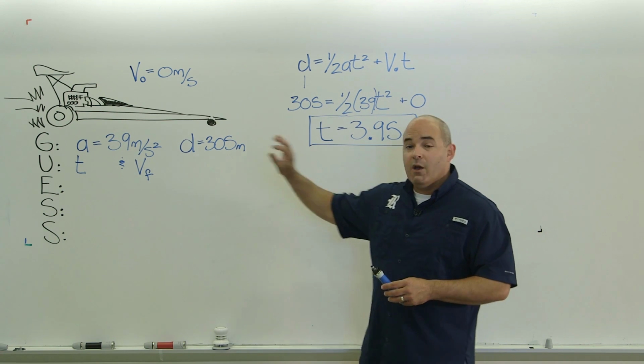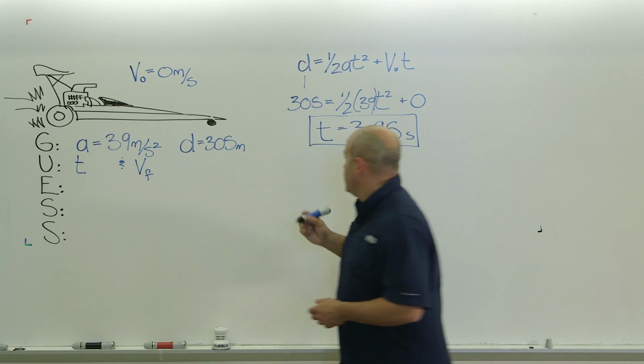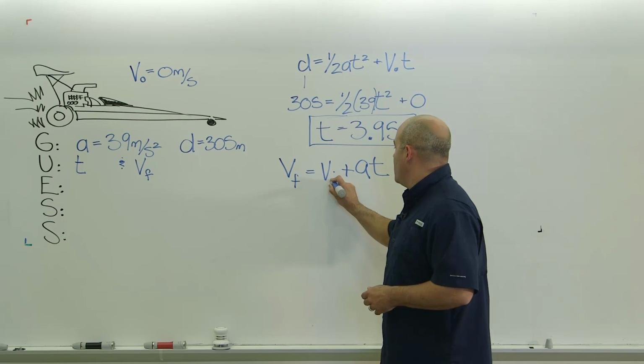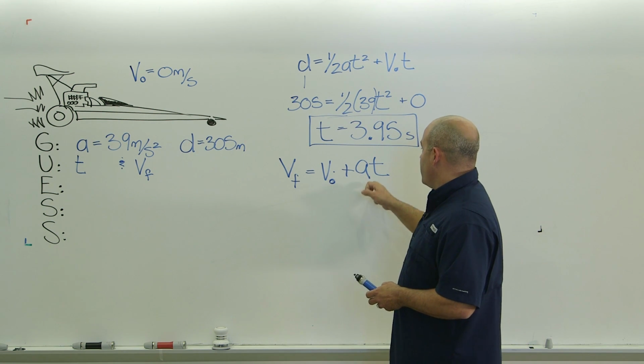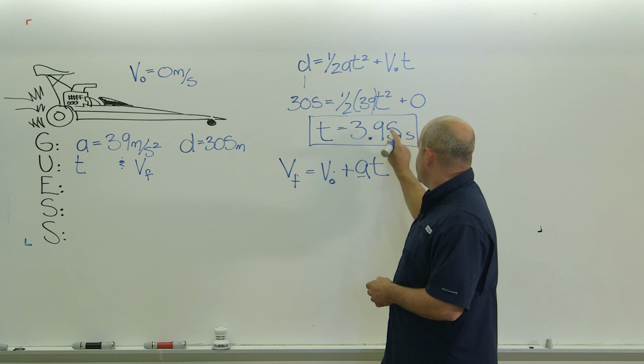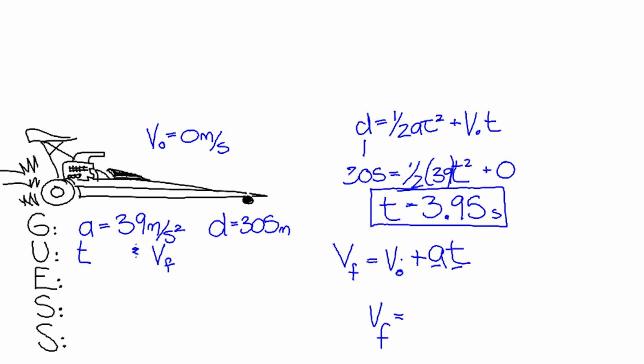The second question asked, what's the final velocity of this? Well, it's a whole lot easier now that we know how much time passed. That's the equation I'm going to use this time. I'll find the final velocity because I know the initial velocity, I know the acceleration, and I know time. So I'm going to plug my acceleration in right here, plug the time that I just got right there, and it turns out the final velocity is 154 meters per second.